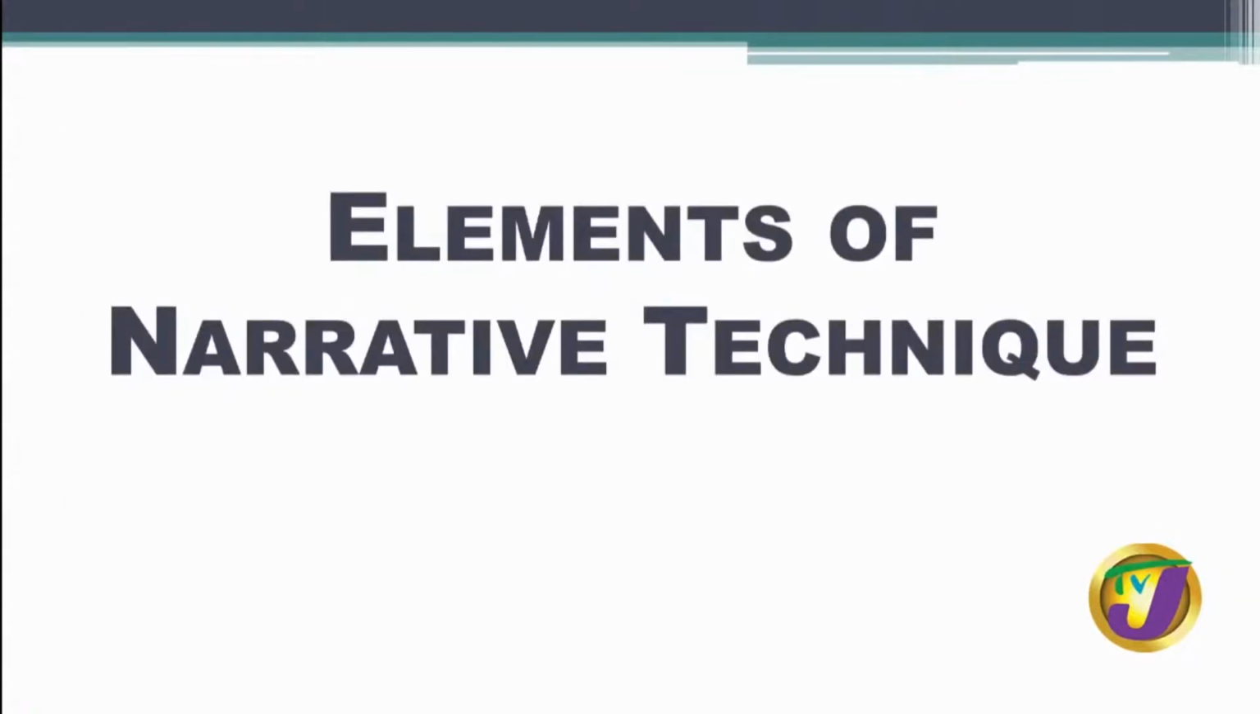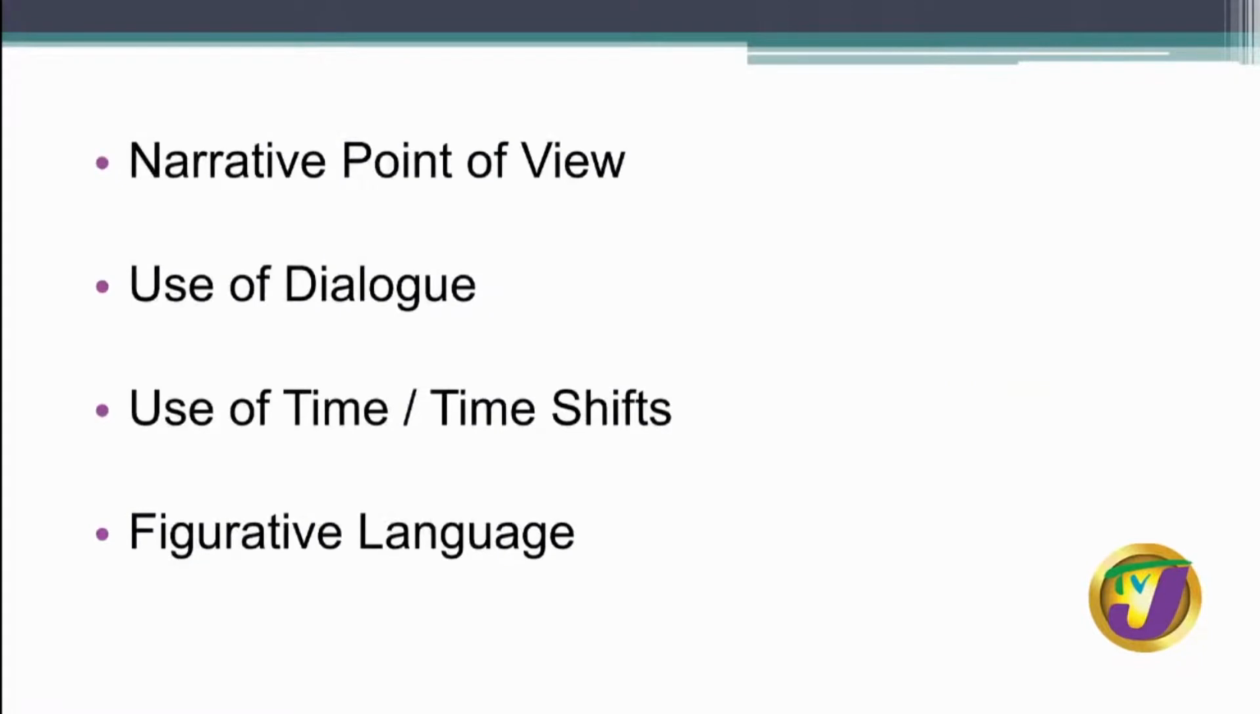So, of course, we need to look at the elements of the narrative technique. And there are four major ones that will always come up. So you have the point of view. You have the use of dialogue. You have the use of time or time shifts. And you have figurative language.